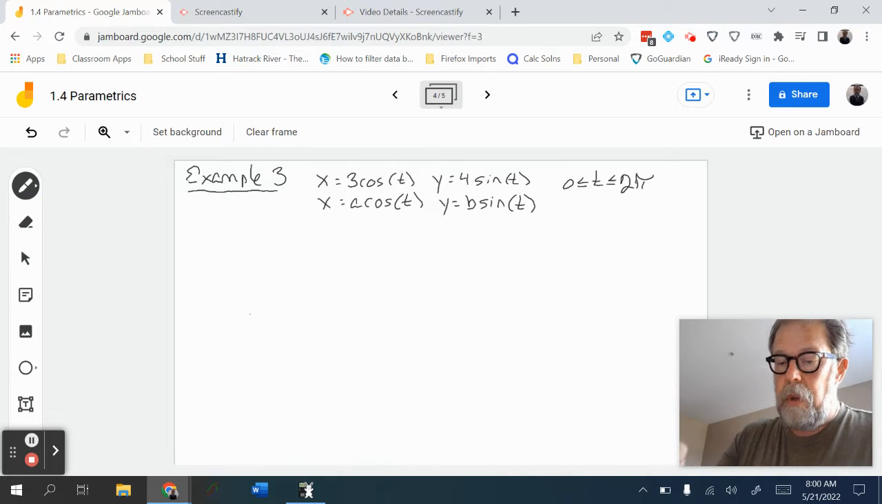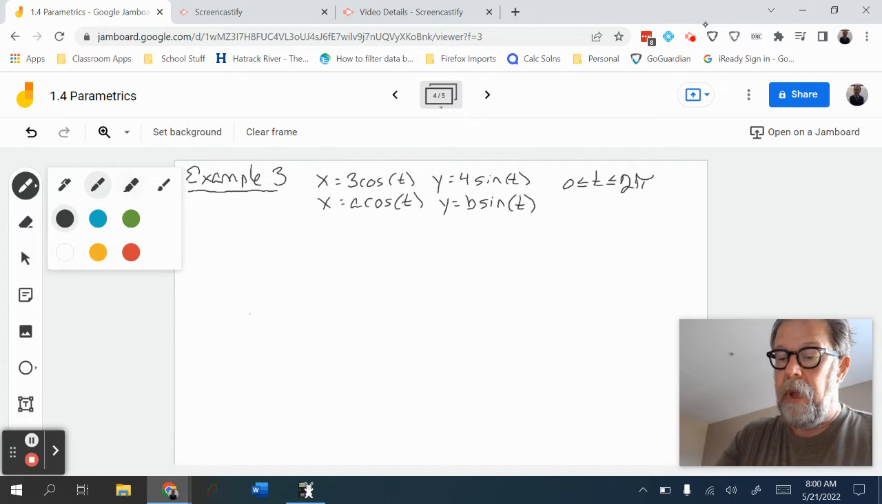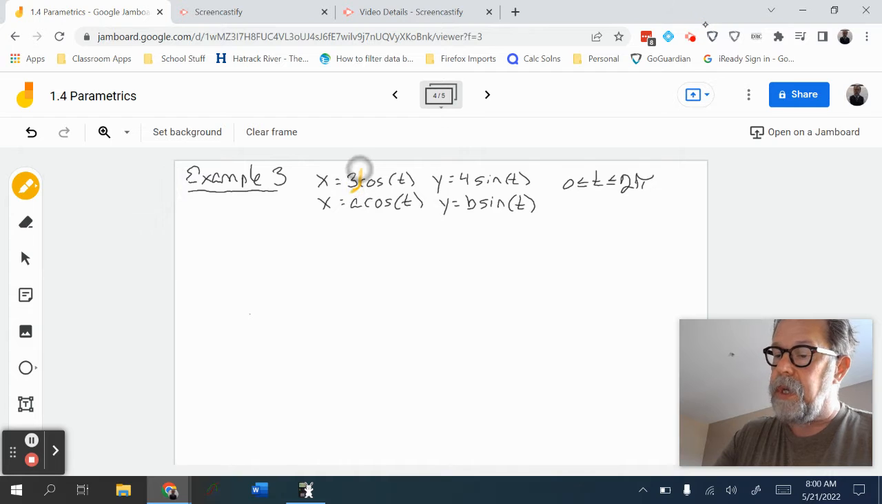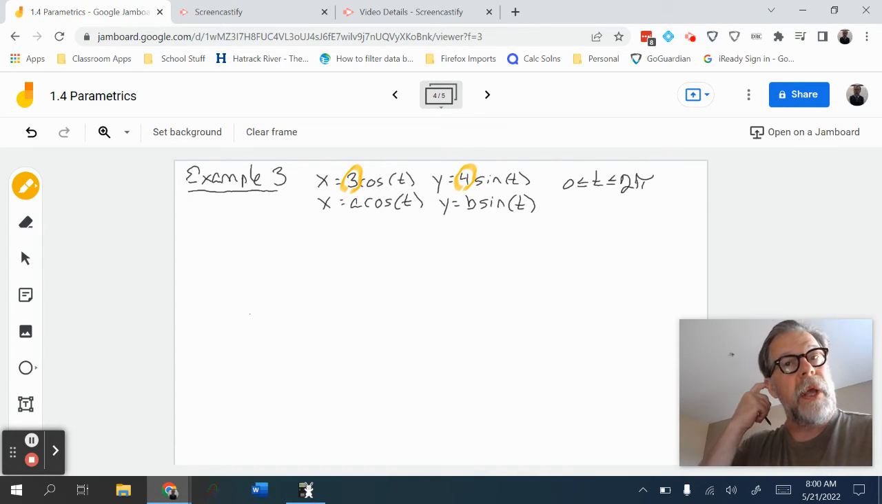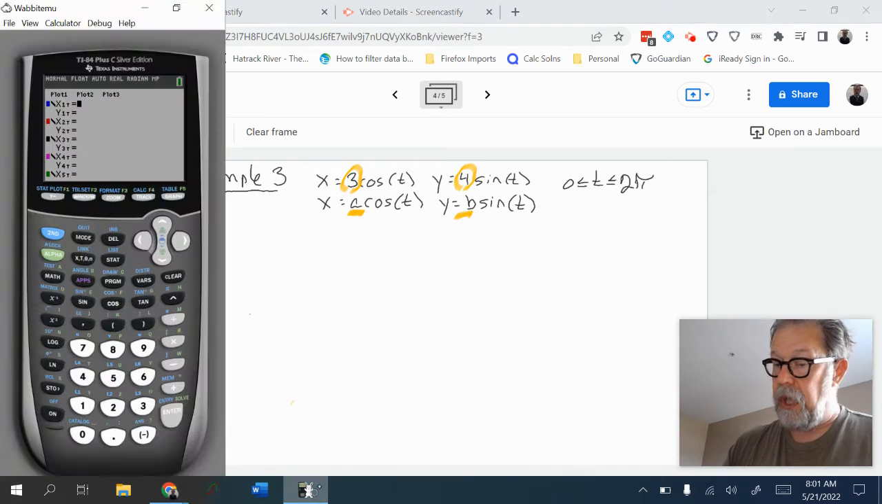The first example is that we are going to go ahead and do the same equations that we had done with cosine and sine, but we're going to change the leading values, the coefficients. We're going to basically be graphing A cosine of t versus B sine of t. So let's dive right into it.